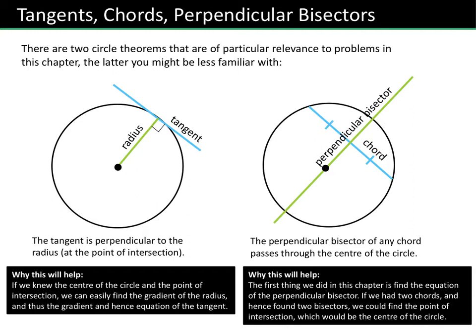So, tangents, chords, and perpendicular bisectors. There are 2 circle theorems that you need to know which are relevant to this chapter. We know that a tangent is perpendicular to the radius at a point of intersection. You need to know this. And also, the perpendicular bisector of any chord, okay, passes through the centre of the circle. So, this is bringing in all the skills we've learnt so far.